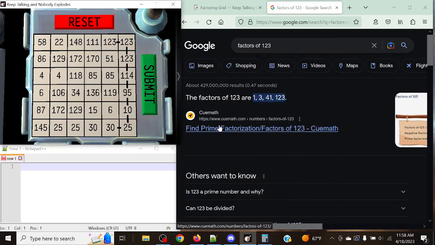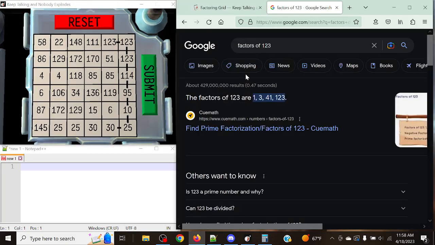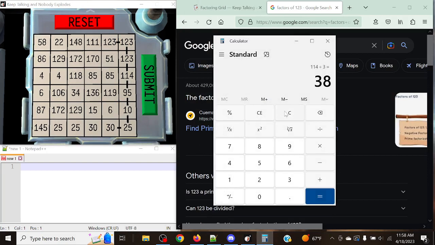Now, a reminder that within this case, we cannot go through any of these pathways. This is not an intersection because of what we're looking at here. We cannot do intersections in this module. It's not the way that it works. It needs to be one continuous pathway. Now, for 111, 111 should be divisible by 3 because we just did 114 being divisible by 3. So that should be good to go right here.